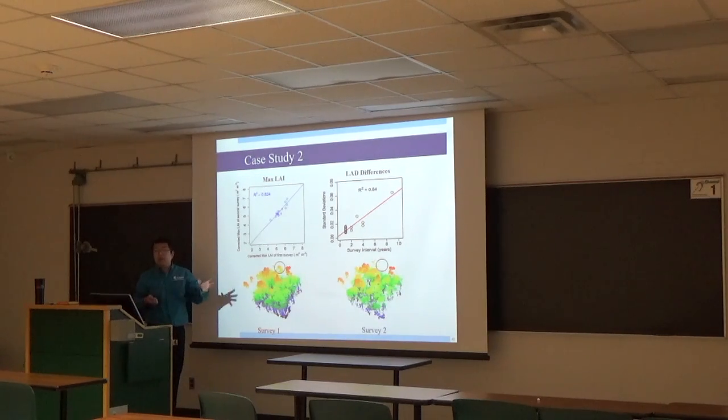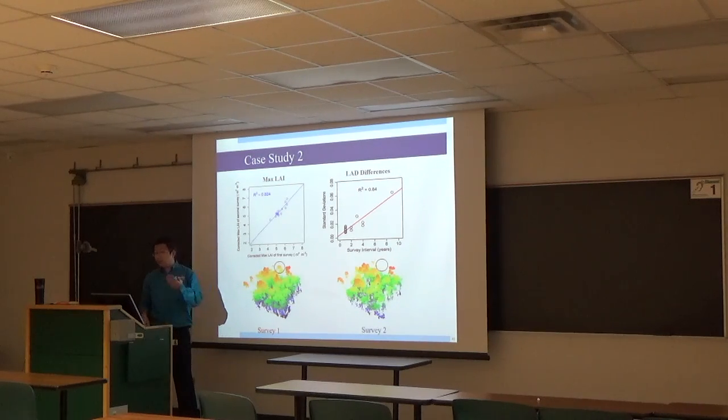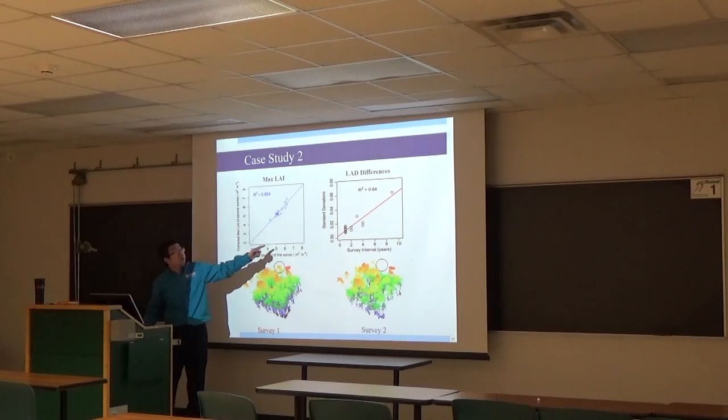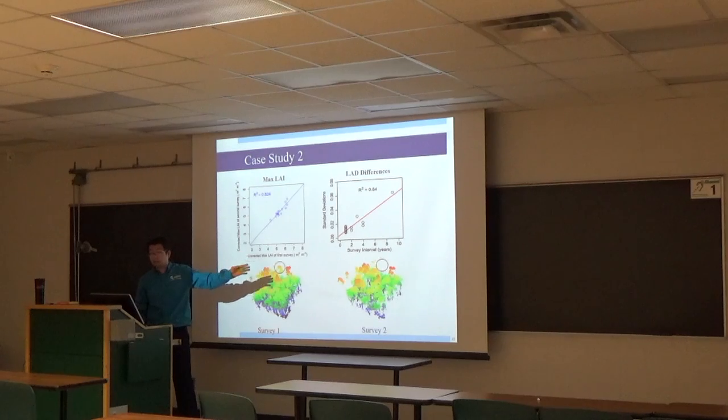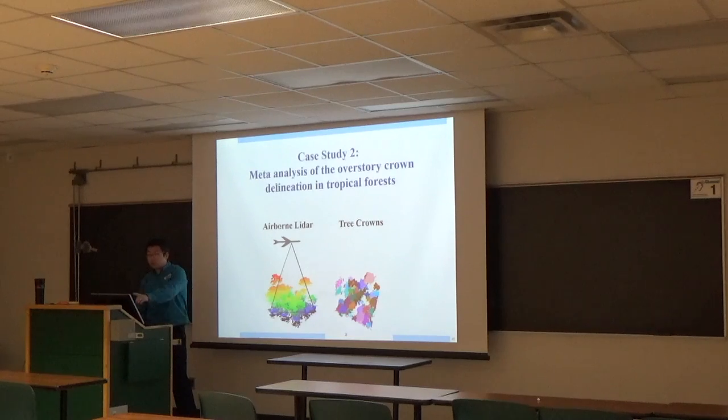I want to see if I can get some individual crowns from the data set. If I can isolate every tree from the LiDAR, then I will do the comparison to see how many trees we lost and how many trees we have with growth after several years. And then I will know if this is a true difference, or it's just that someone is wrong. So that's why I want to do case study 2, the meta-analysis of the overstory crown delineation in the tropical forest.